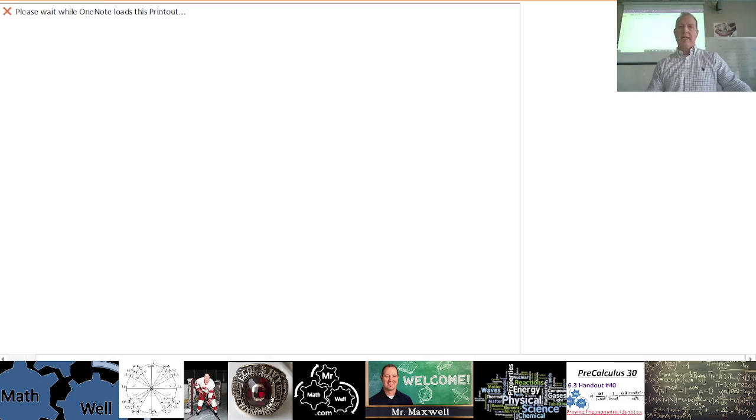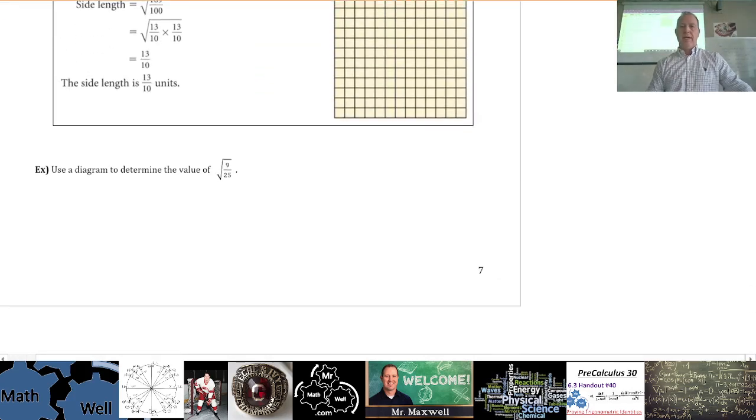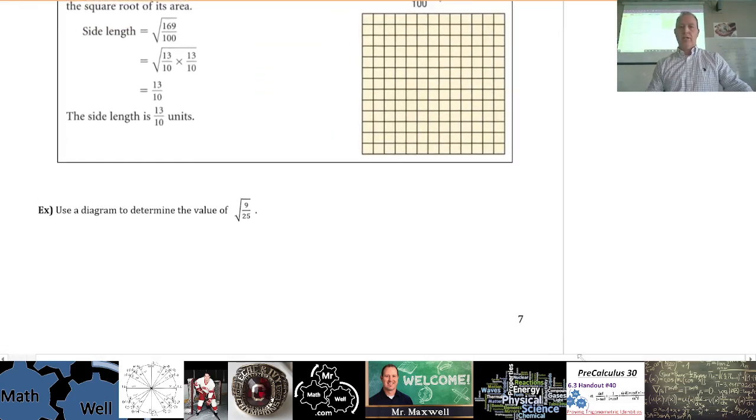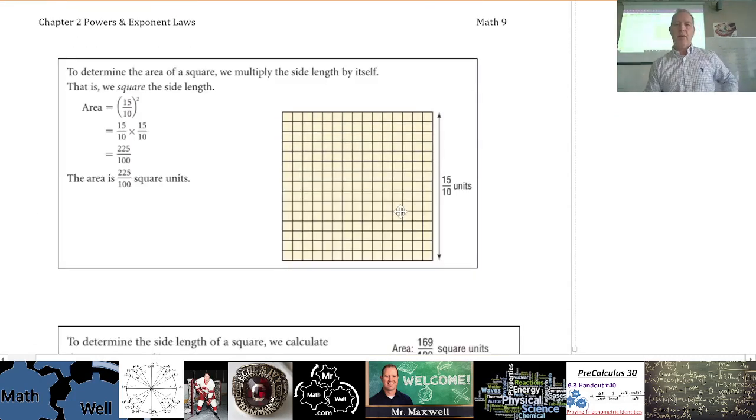All right, so let's move on to the next page here. Some of the questions on this page, again, we're trying to figure out how to work with fractions here, okay? So to determine the area of a square, we multiply the side length by itself, okay? We know that.